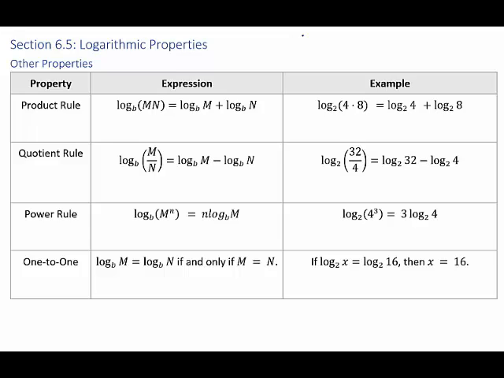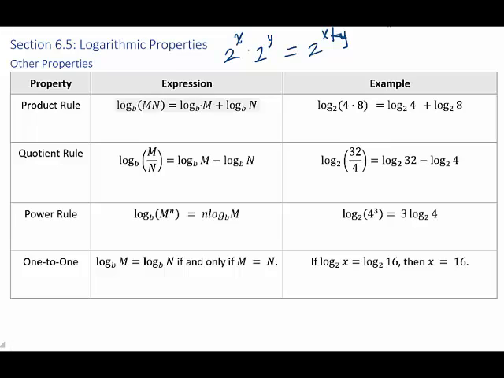Let's take a look at some other logarithmic properties. We have one called the product rule, and what it essentially says is that when you multiply powers with the same base, you add the exponents together. If you remember our property of exponents that said something like this: 2 to the x times 2 to the y is equal to 2 to the x plus y.